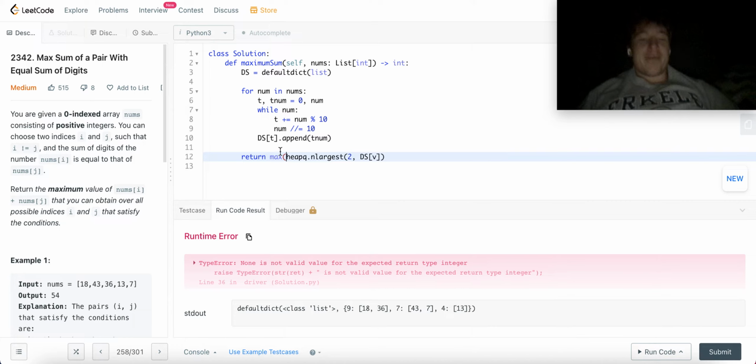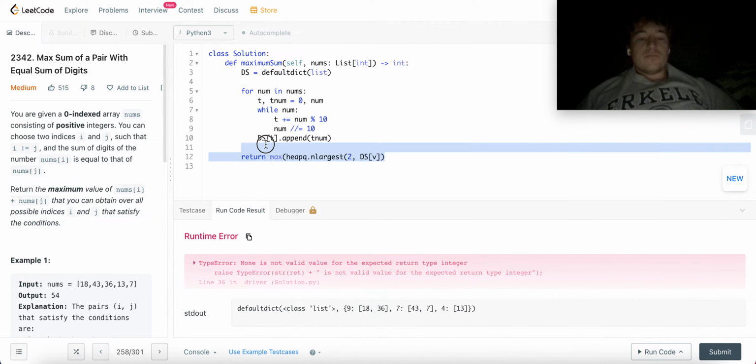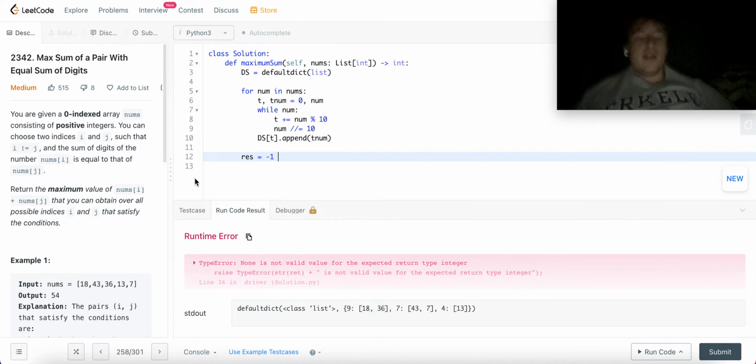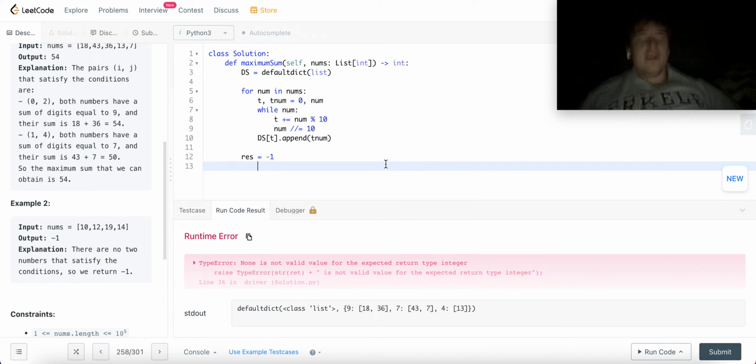Okay, so I'm returning the max of heap Q and largest. What I'm trying to do is get the two largest from each of these systems, right? I'm going to do it the long way because I don't want to complicate this for the viewers and for myself. So I'm going to say the maximum solution, we'll call it res for the result, is -1 because that's what you return if there's nothing, right?